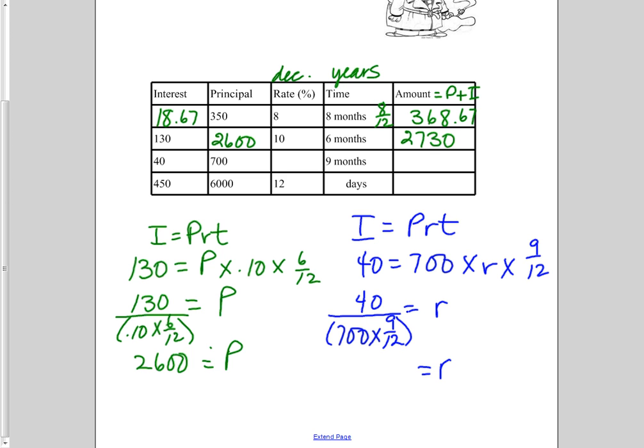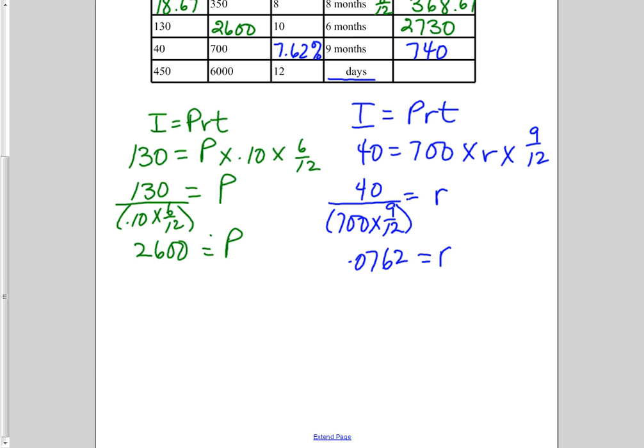I have decimal 0.0762. So my rate as a percent would be 7.62%. The amount, well, I could have already figured that out. It's the principal plus the interest, $740. The next one, I want to find the time in days and then the total amount.